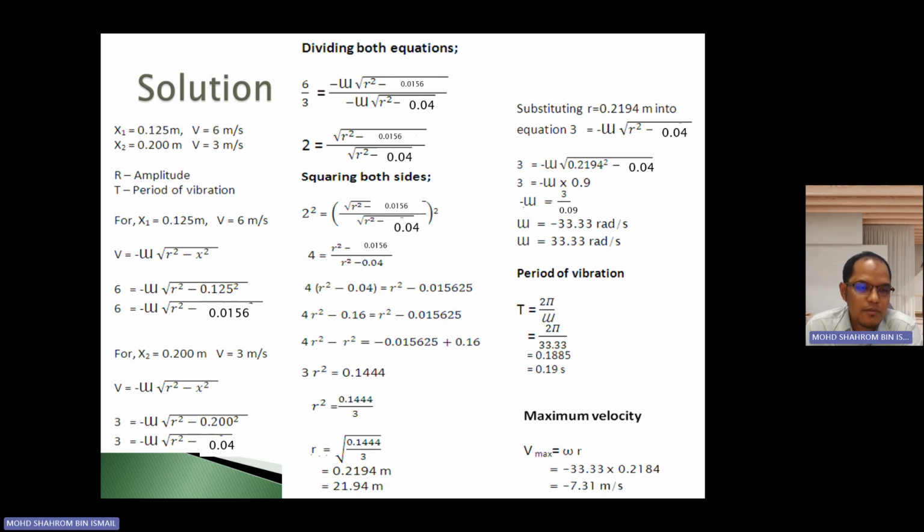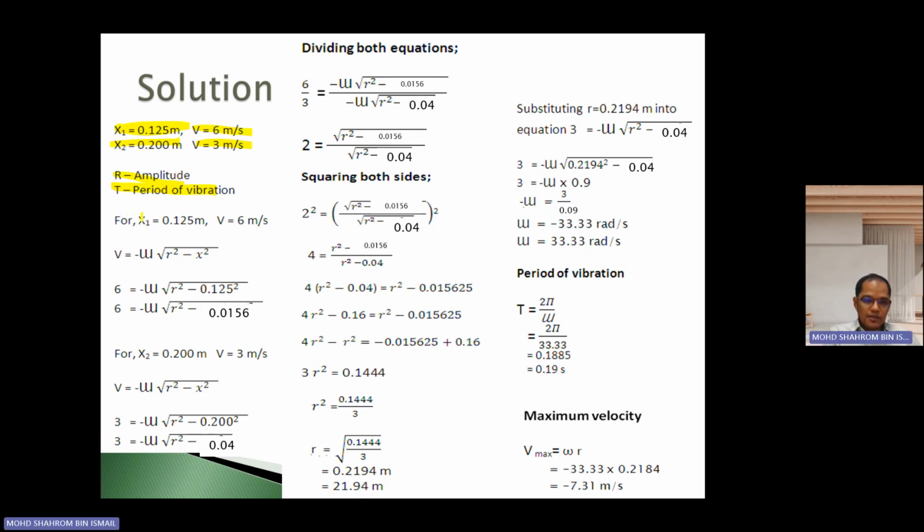So here is the solution. With the first distance, 0.25 meter, we got a velocity of 6 meter per second. At the distance of 0.2 meter or 200 millimeter, we got a velocity of 3 meter per second. Now R is the amplitude, and T is the period of vibration. So we solve it one by one.